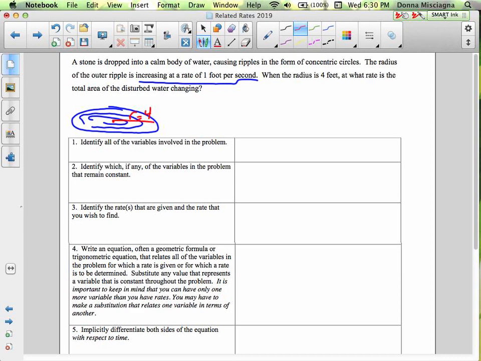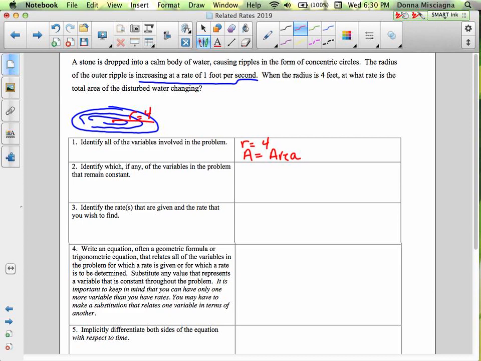So identify all variables involved in the problem. Right? So we have a radius. Radius equals 4. And I almost forgot, A is area. I tend to forget to identify the variable that's going to give us our equation, because we're looking at total area.